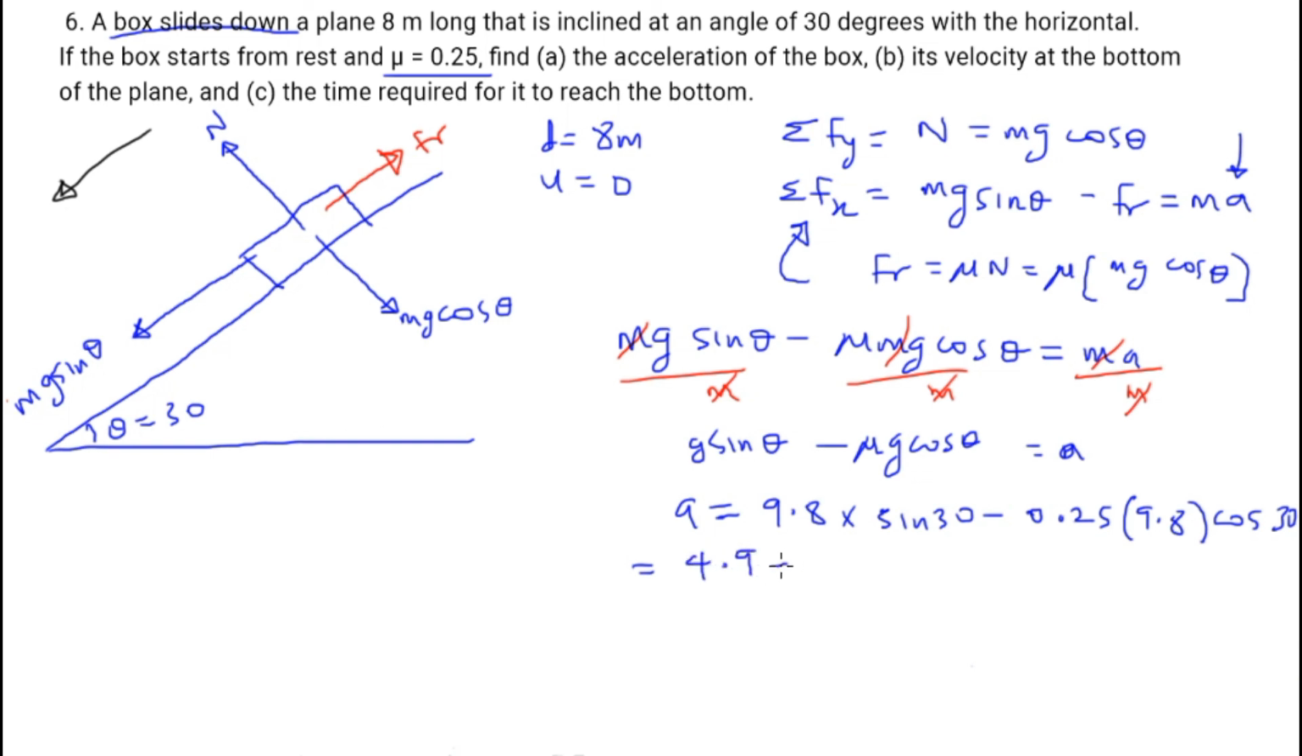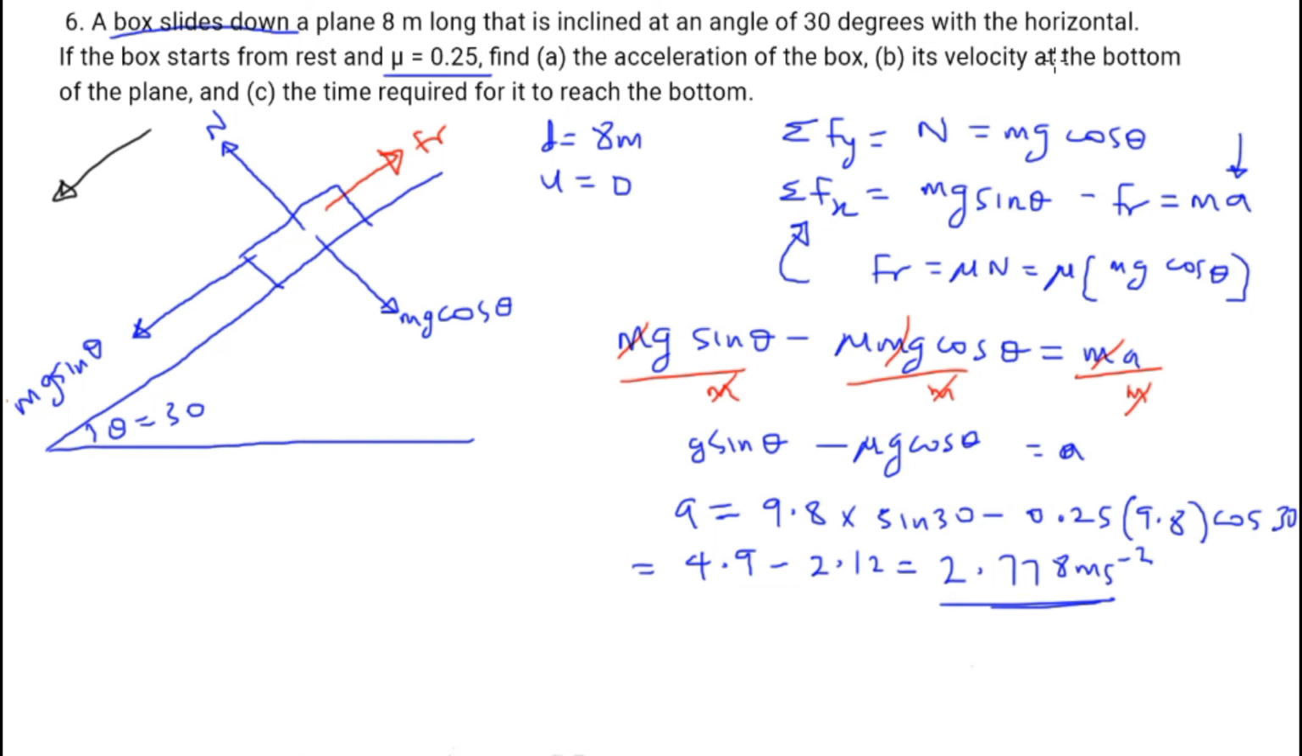minus 9.8 multiplied by the cosine of 30 degrees, then multiplied by 0.25, which is about 2.12. So 4.9 minus that answer is about 2.778 meters per second squared. So this is the acceleration of the object as it slides down the inclined plane.